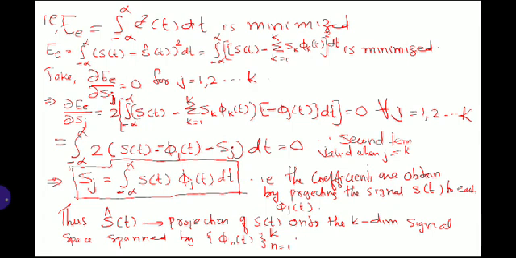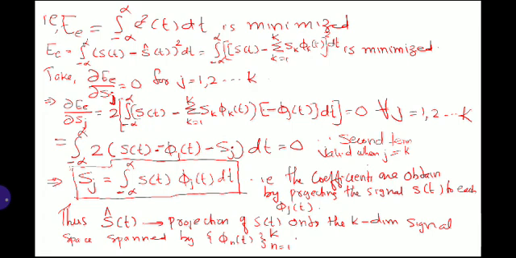Then to find the coefficients in such a way that the error is minimized, we need to differentiate the error with respect to the coefficient and equate it to 0. So take dou E by dou Sj equal to 0 for j equal to 1, 2, etc. up to k. So we have k coefficients. When we are taking the derivative, it is 2 into integral minus infinity to infinity S of t minus sigma k sk phi k of t into minus phi j of t dt equal to 0.